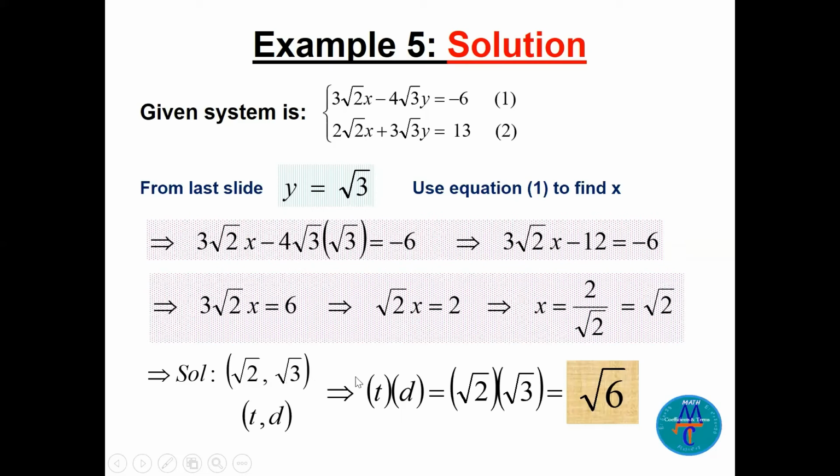Nice numbers. So let's find the product x times y. It will be square root of 6 is the answer.